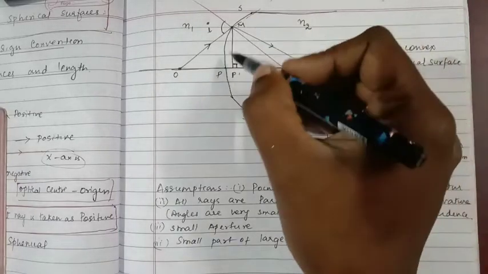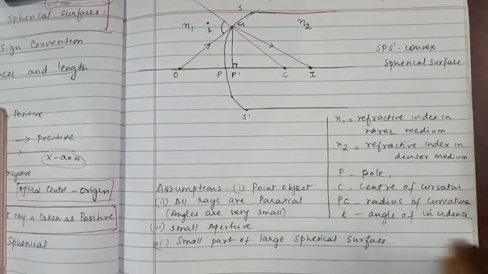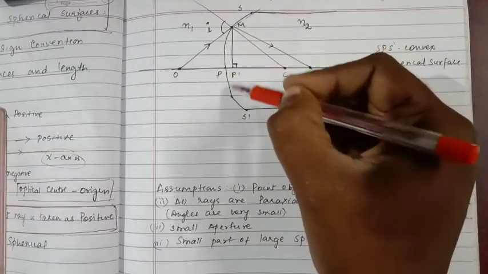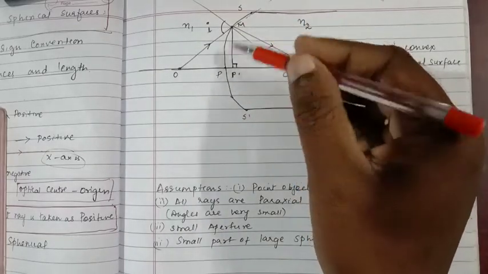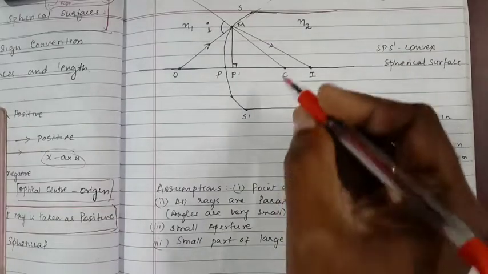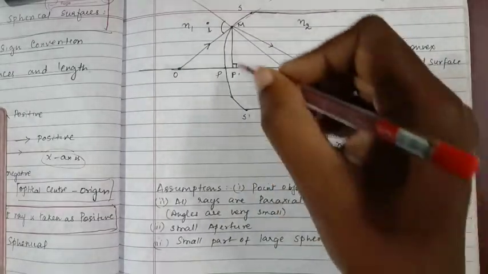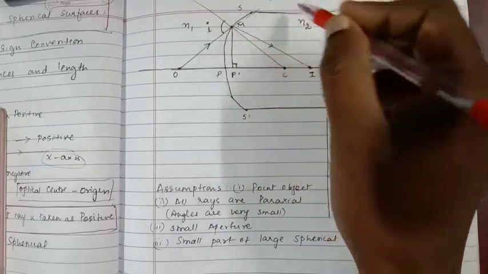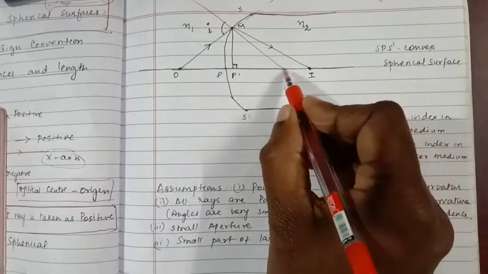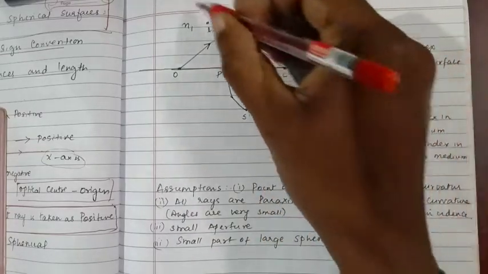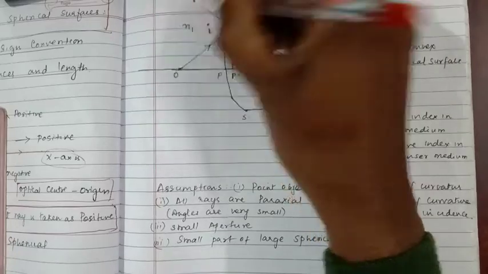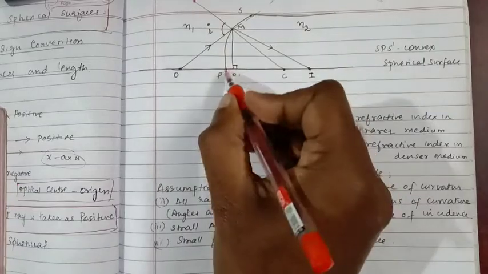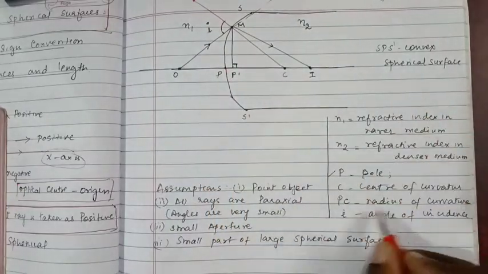Now, P is the pole. The pole is the center of the refracting surface. And C is the center of curvature of the sphere, that is, our lens was part of a sphere. Through C, the normal is drawn. Now, PC is the radius of curvature.